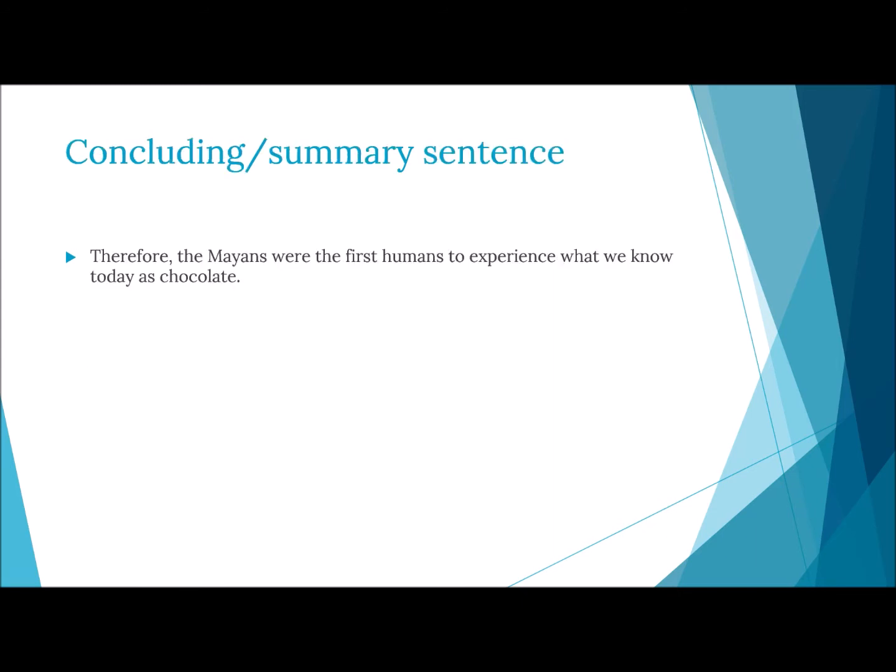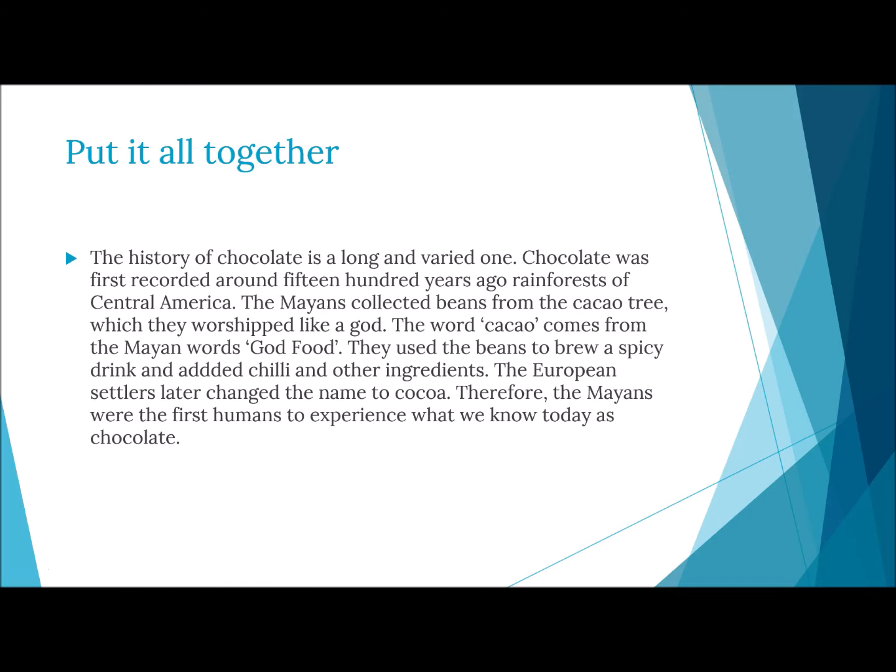I then need to decide what I want to say in my concluding or summary sentence. So I decided to say, therefore, the Mayans were the first humans to experience what we know today as chocolate. So really I wanted to sum up the idea of the history and how changeable it was and the variety. Now I can put all of that together, so you can see at the start I've got my topic sentence, I've got my main body, and I've got my concluding sentence. So my paragraph is almost ready.